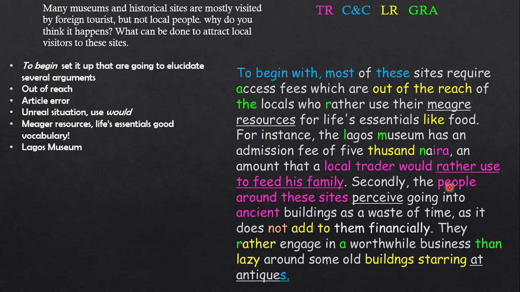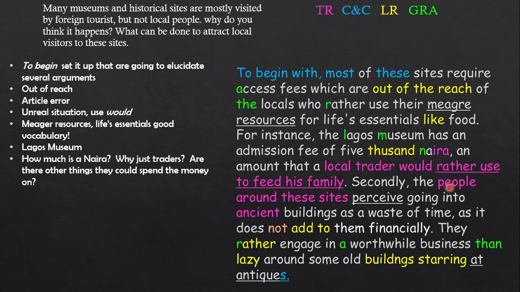"Lagos," capital of Nigeria, I believe. "Museum." Well, it's the Lagos Museum. Capitalize it. "Has an admission fee of 5,000." Spelling mistake. "Naira." Oh, how much is a naira? I don't know what that means. Remember, your audience is international. And if you quote local currencies, you should always include US dollars. So I had to look it up, and an examiner won't do that. And I saw it was about, what, $12, $13? Yeah, that's pretty expensive for a museum in a developing country.